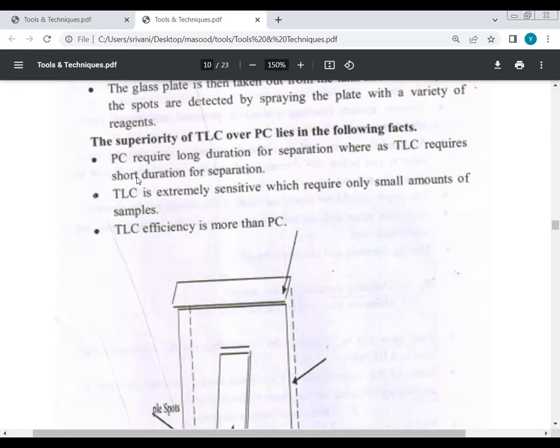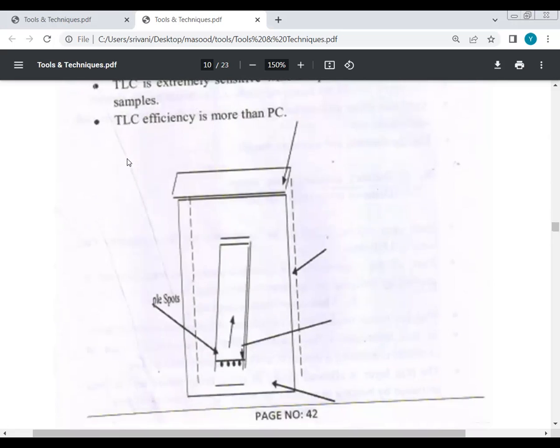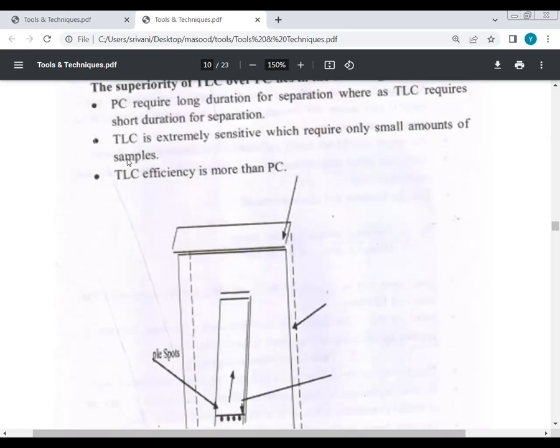Okay, separate out the mixture by TLC, but PC takes more time, so the duration of time taken is more for PC, and the duration of time taken is less in TLC. TLC is extremely sensitive, which requires only a small amount of sample.